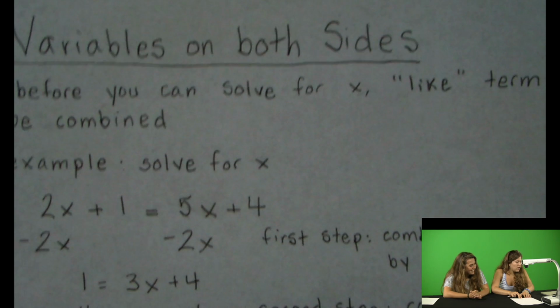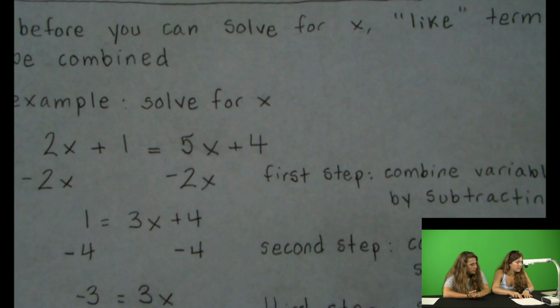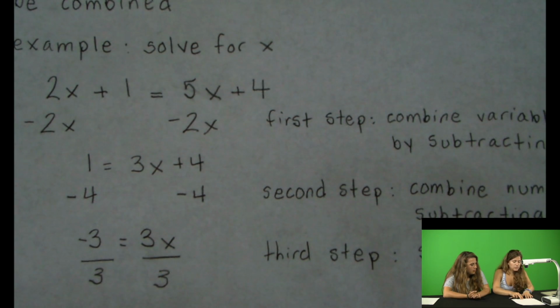Okay, so we subtract 4, and we get negative 3 equals 3x. So what's our last step? Divide by 3 to isolate x. Yeah. So we get x equals negative 1.